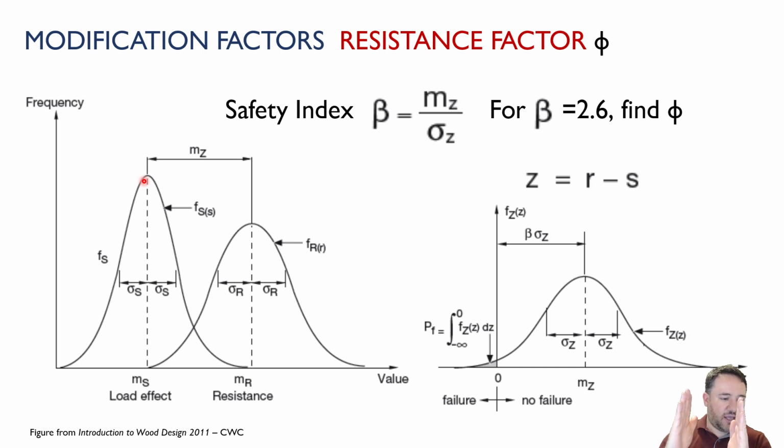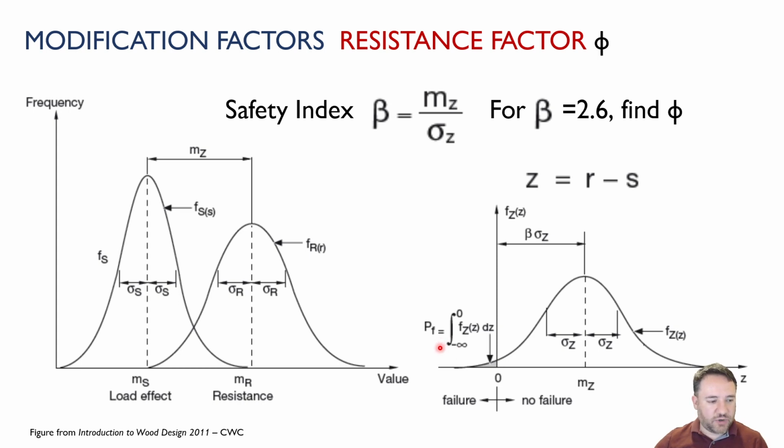As those get closer and closer together, the subtraction of the two, the Z, the resistance minus the load, is going to get closer and closer to zero. And once I get to zero, that's when my resistance exactly equals my load. And anything less than that means that my member is going to fail under that resistance-load combination. So if I do that statistical analysis, then I can integrate underneath this curve to the left of that point 0 where the failure occurs, and I can come up with a probability that my member is going to fail.